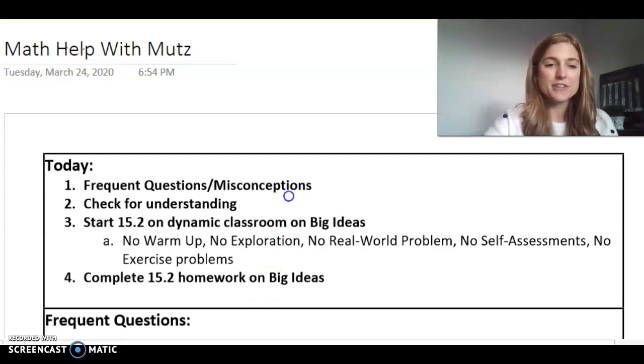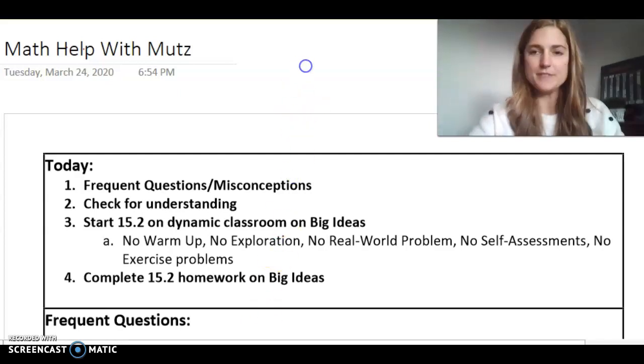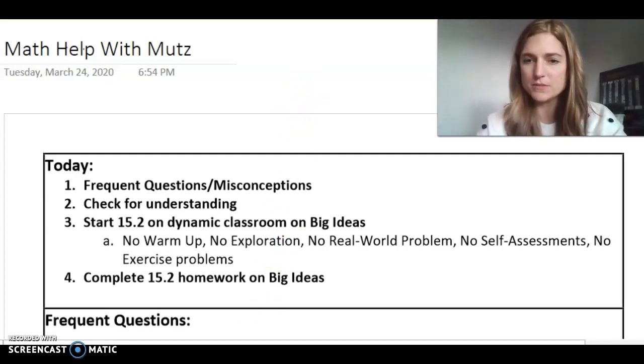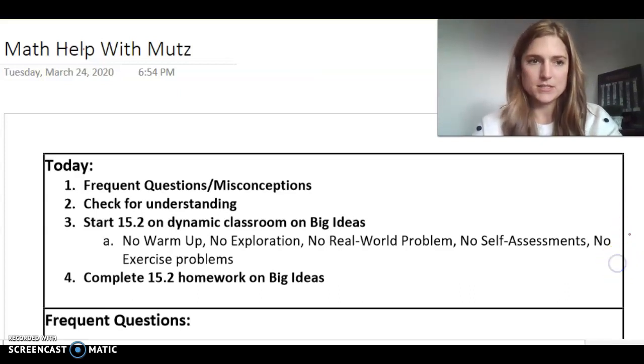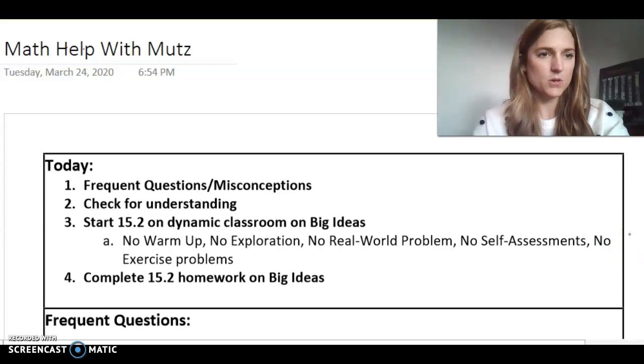All right, so let's go ahead. Let's get started on frequent questions. If I can zoom or scroll down on my screen. That's weird. It's not letting me scroll.